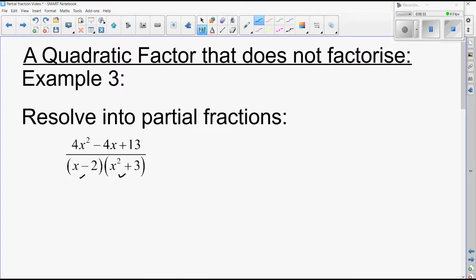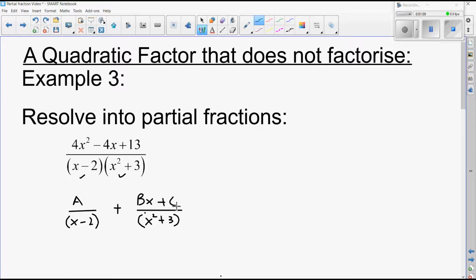So we're going to immediately resolve them into the partial fractions. My first fraction will be A over x minus 2. My second fraction is the fraction with the denominator x squared plus 3. So I know my denominator must be x squared plus 3, and my denominator is quadratic. So my numerator will now be linear, and I write it as bx plus c.